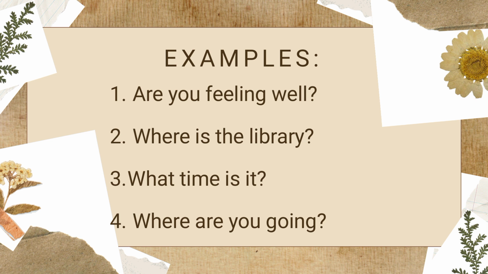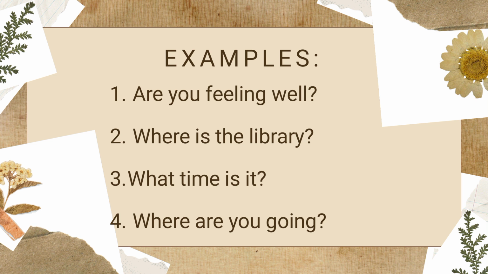For the first example, are you feeling well? This question seeks confirmation about someone's health. The verb are is used to inquire about the subject's current state. It's focusing on a yes or no answer, but the answer will still provide information. Another example, where is the library? This question asks for the location of the library. The question word where points the desired information to the library's location.